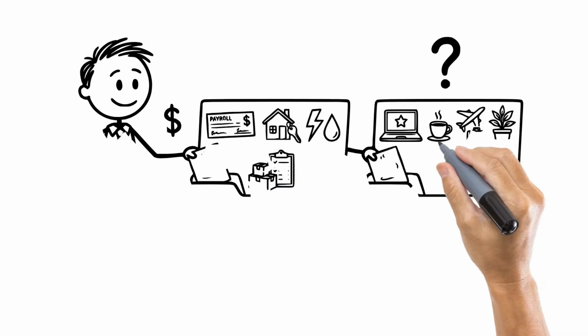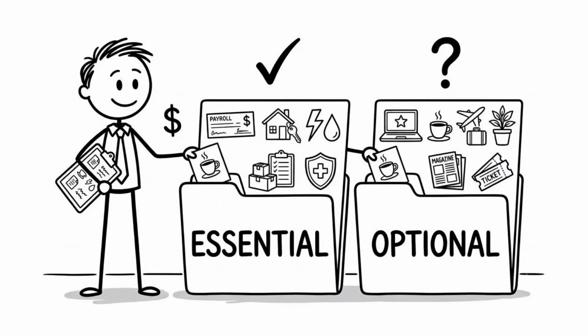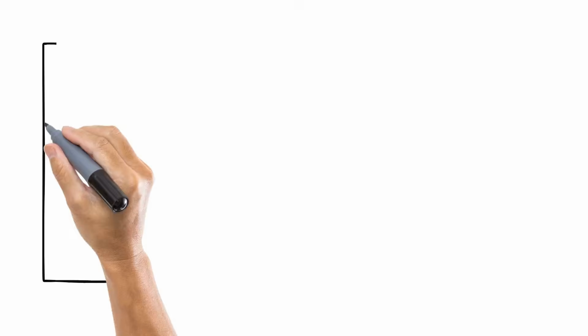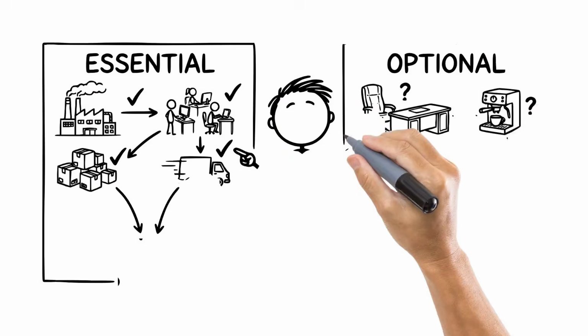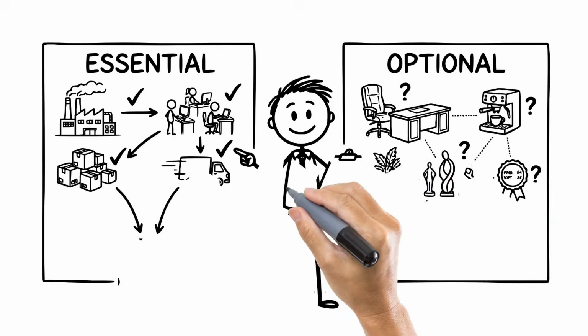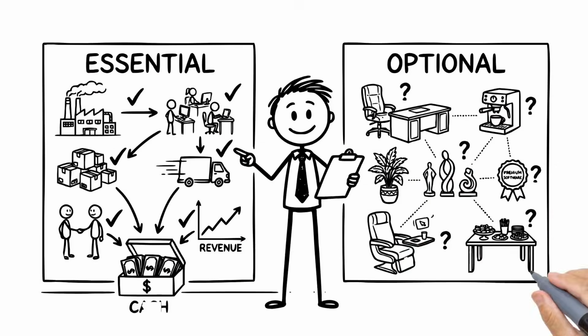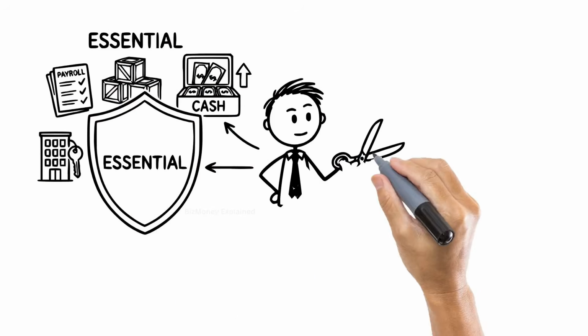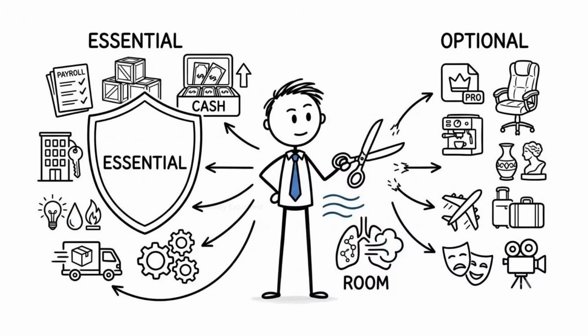Another useful exercise is separating expenses into essential and optional categories. Essential expenses directly support revenue generation or critical operations. Optional expenses improve convenience, but are not immediately necessary. During periods of negative cash flow, protecting essential spending while reducing optional spending creates breathing room without damaging the business.